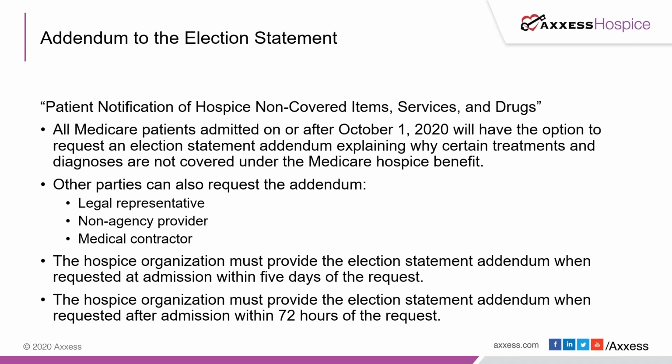Now, not just the patient can ask for this, their legal representative can ask for it, a non-agency provider can ask for it, or your medical contractor can also request this addendum. And the hospice organization must provide this addendum if it's requested at admission within 5 days, and if it's requested after admission within 72 hours of the request. Now, there was recently, last week, a clarification by CMS about the 72 hours, where they said they're not actually counting the hours from the hour of admission, but what they meant was 3 days. However, the language they put in is 72 hours. But their clarification said it is 3 days.